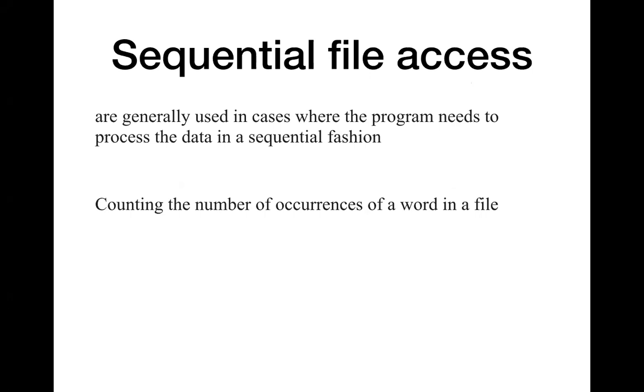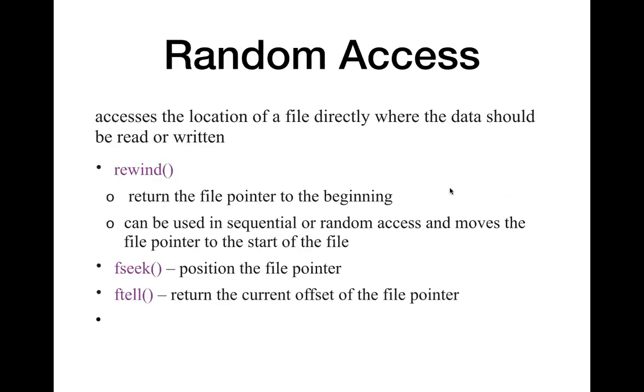Say for example, I want to count the number of times a particular word occurs in a given file. Naturally, I'll have to start from the beginning of the file and count the number of times the word occurs till the end. So I'll have to go character by character sequentially. In this case, you need to use sequential access. Random access is if I want to directly go to a particular position and read or write.